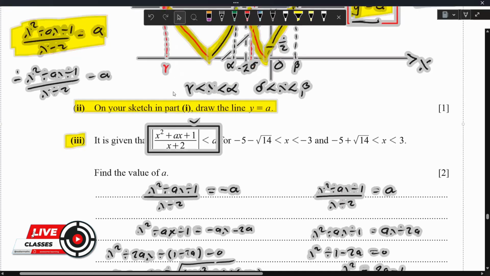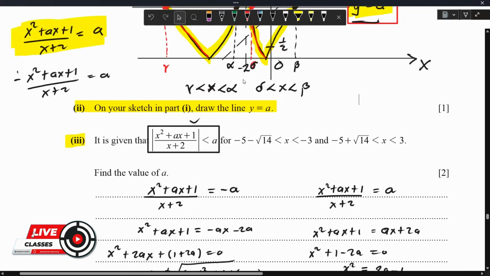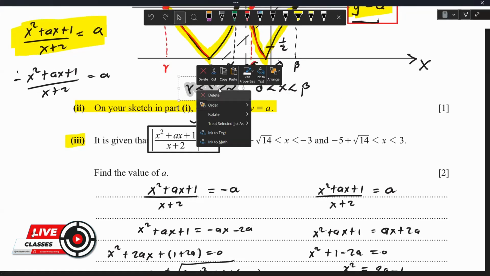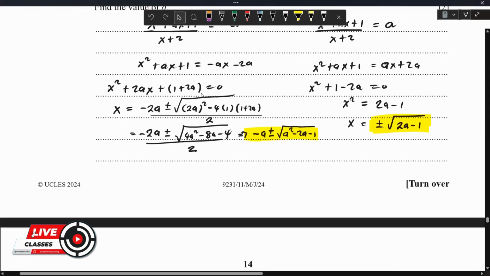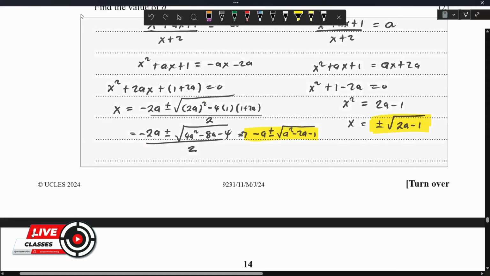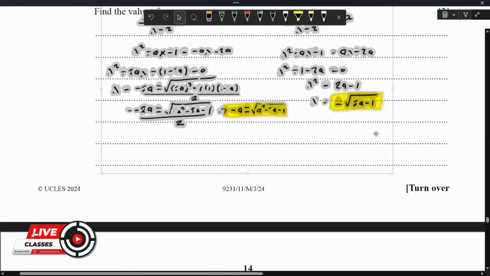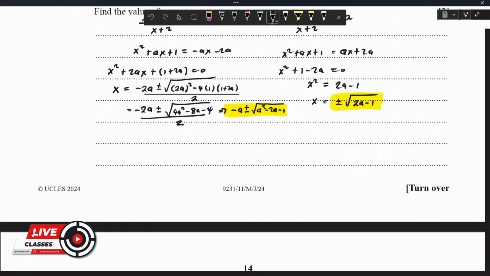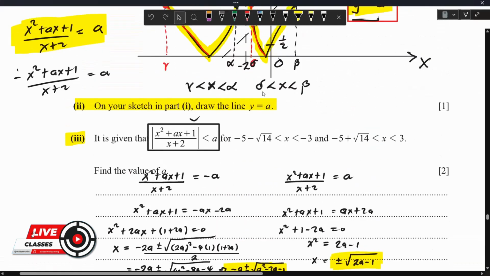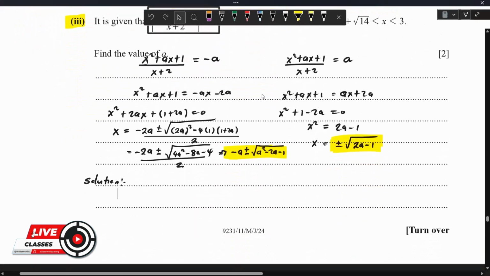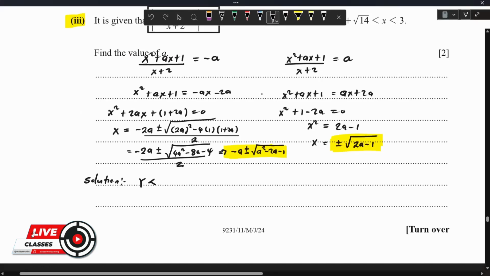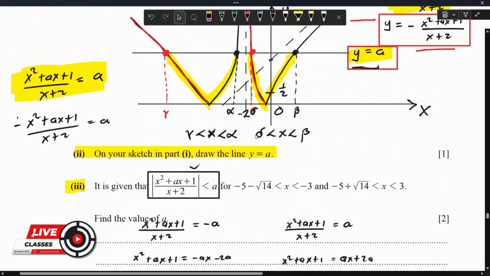Just hoping that I don't complicate things for you, but we're almost there. So let's bring it down here. We have little space, so I'm going to create a bit of space here. So the solutions. The first one is gamma to alpha. What is gamma and alpha?